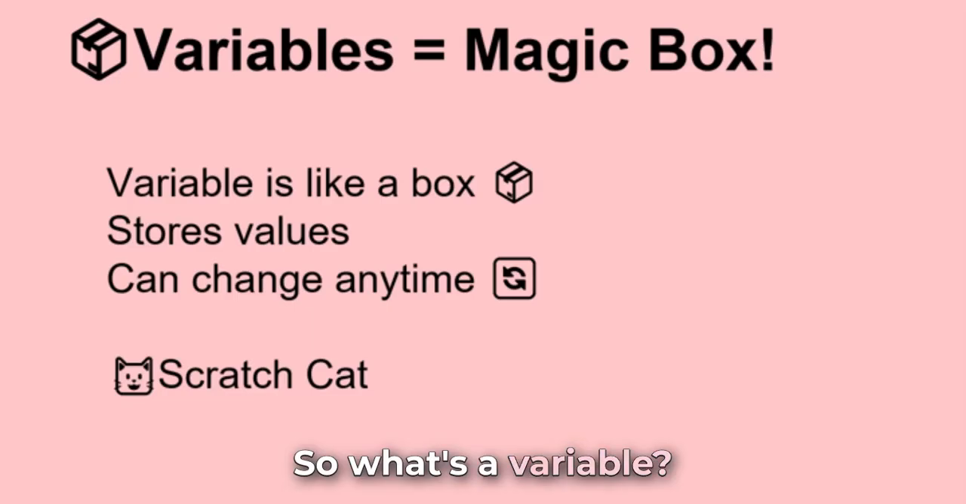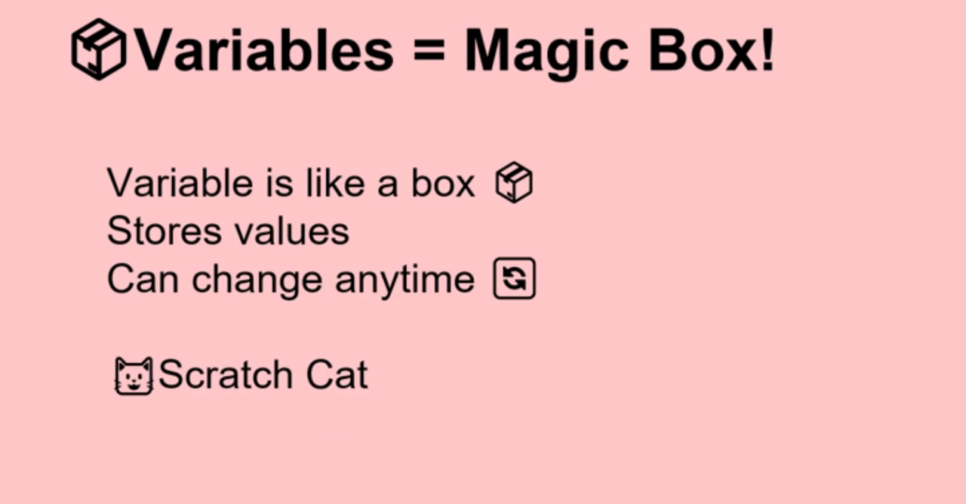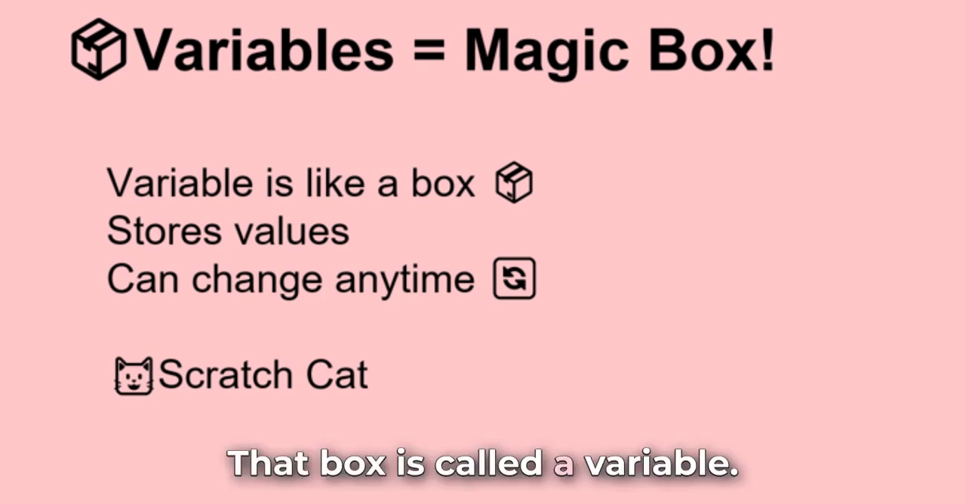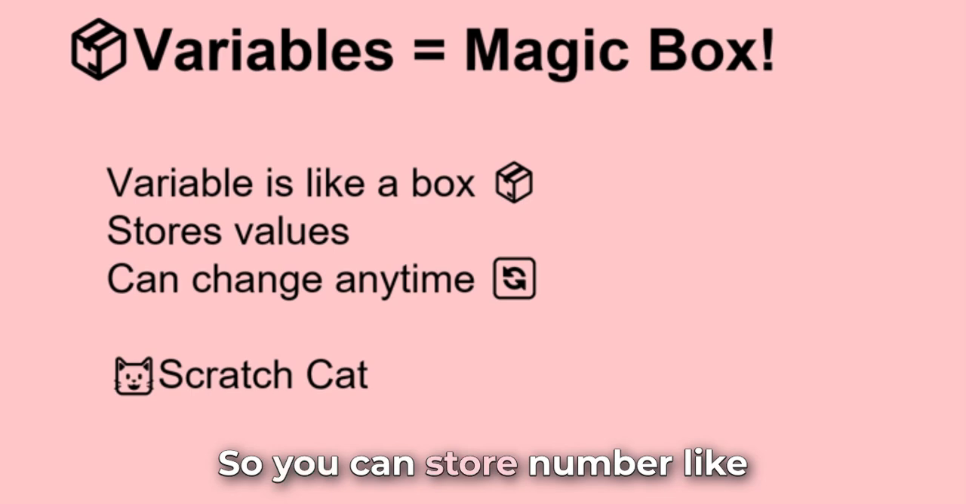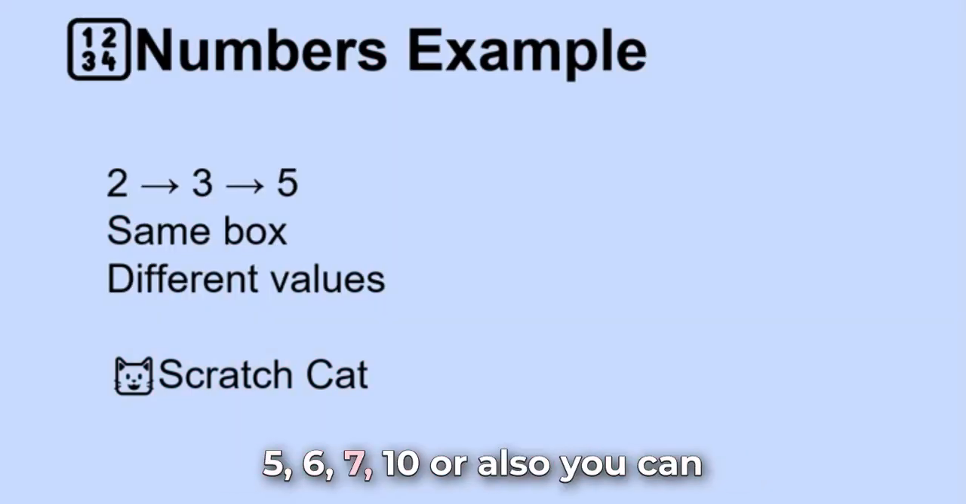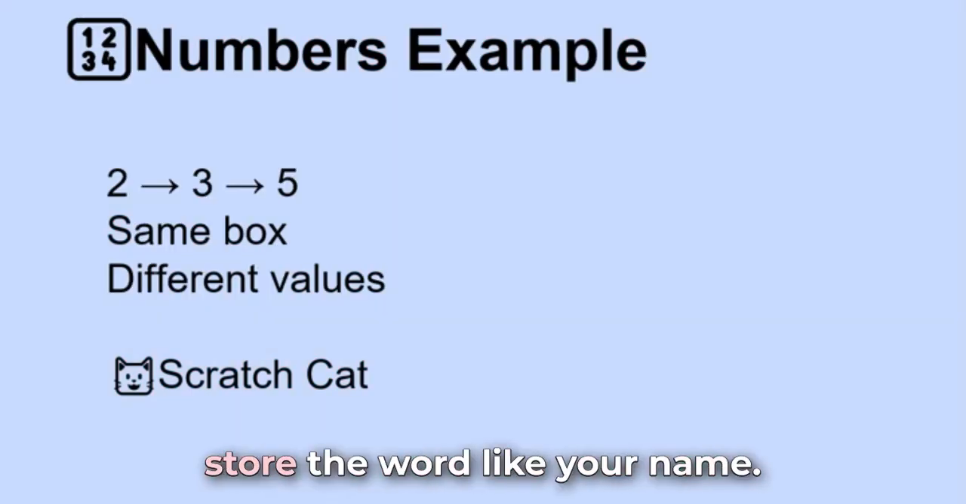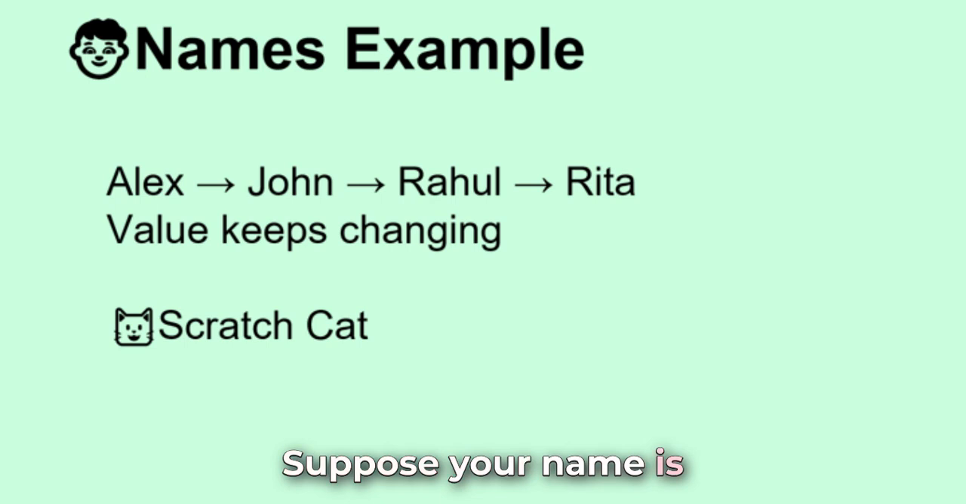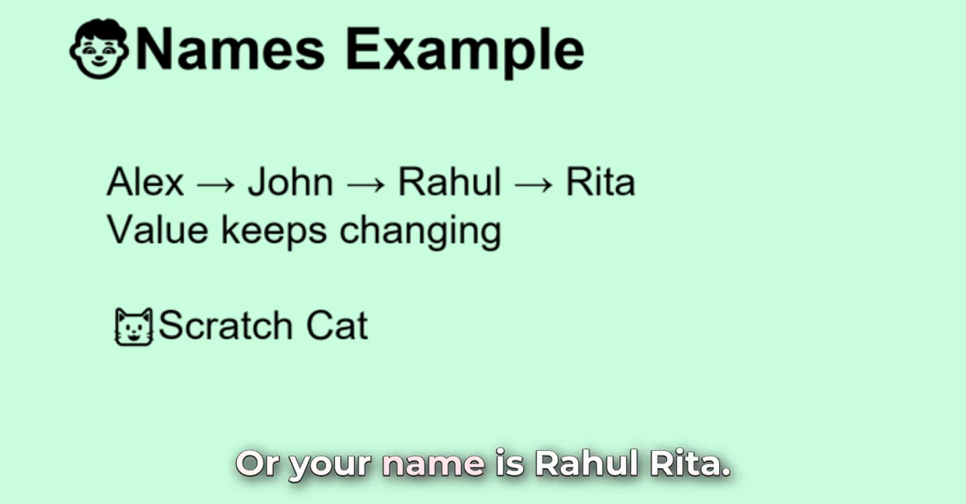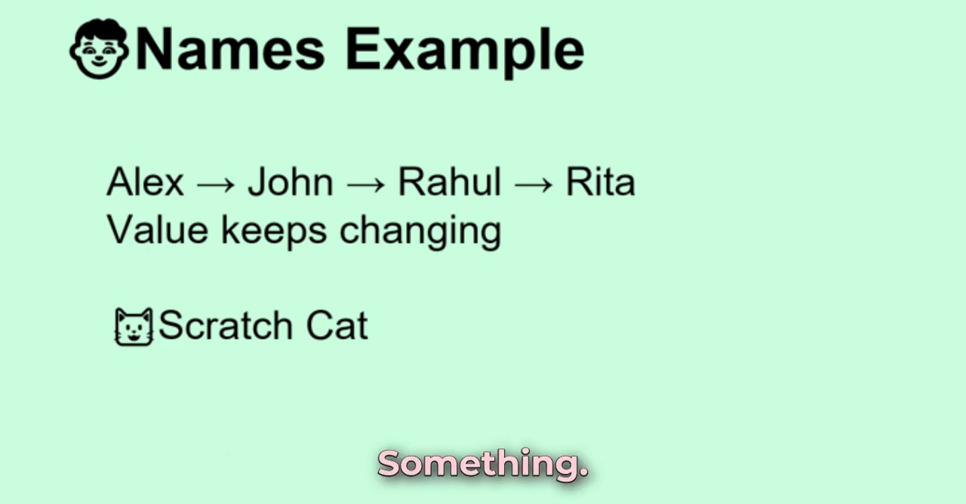So, what's a variable? Let's understand variables in a super simple way. Imagine you have a box, and inside that box you can store something. That box is called a variable. So you can store anything in a box, or you can say in a variable. You can store a number like 5, 6, 7, 10, or also you can store a word like your name. Suppose your name is Alex, or Rahul, or Rita, something.